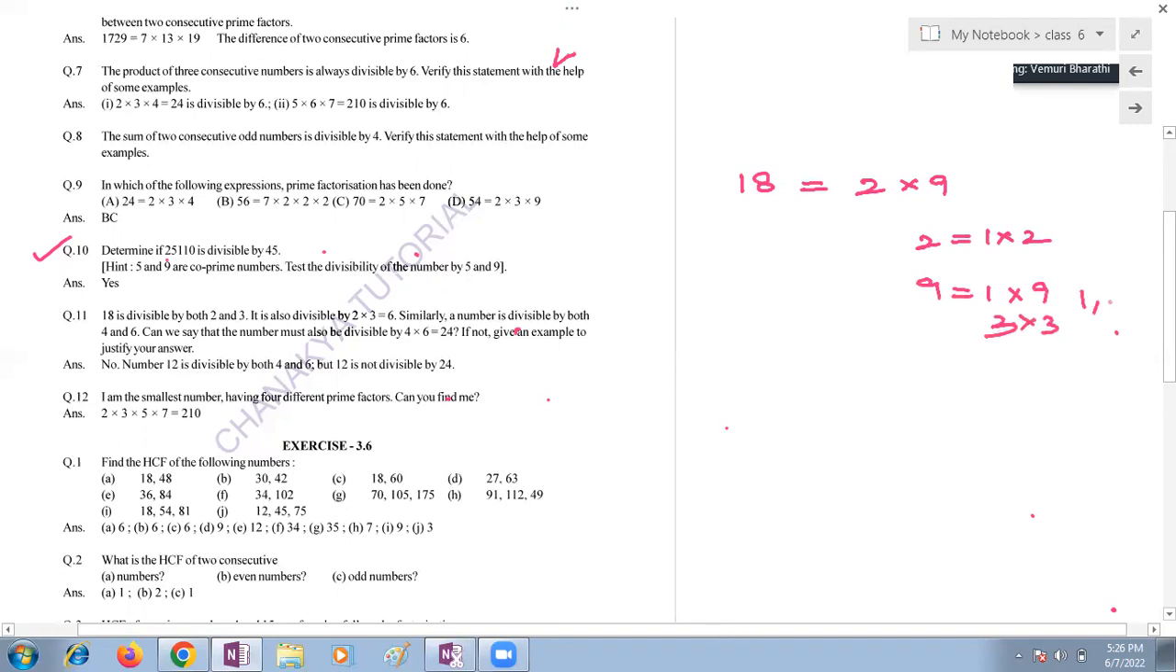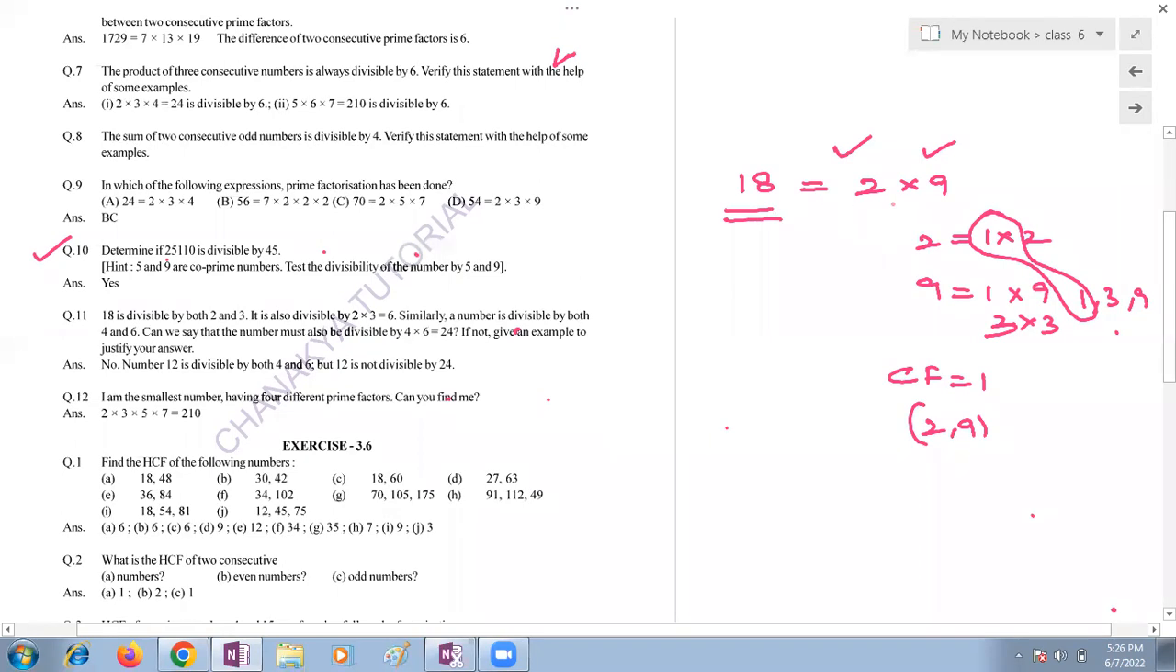What are the common factors? Only 1 as a common factor. So with common factor 1, yes, 2 and 9 are co-prime numbers. So the product is also divisible. So if the 2 rule is true and the 9 rule is true, then the given number is also divisible by 18. So you can frame the 18 divisibility rule. Like that you can extend this, children.